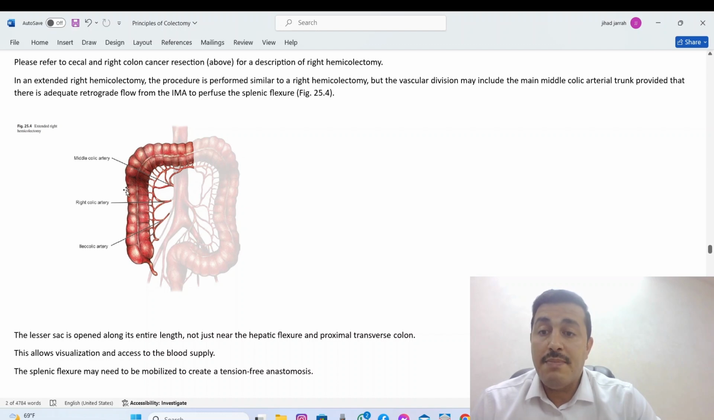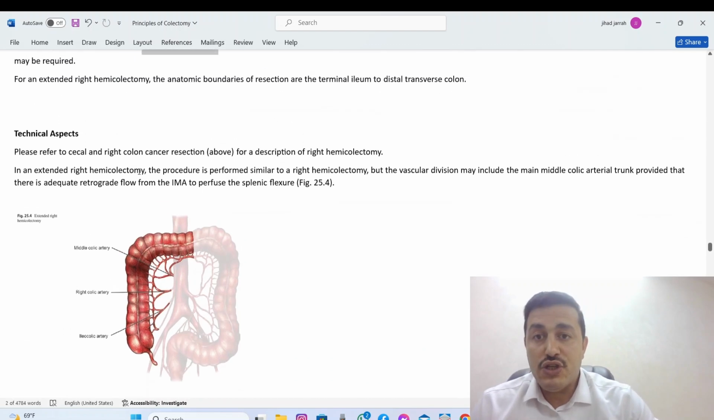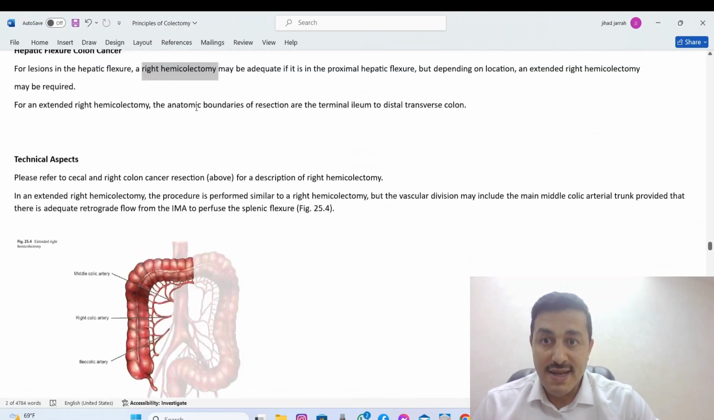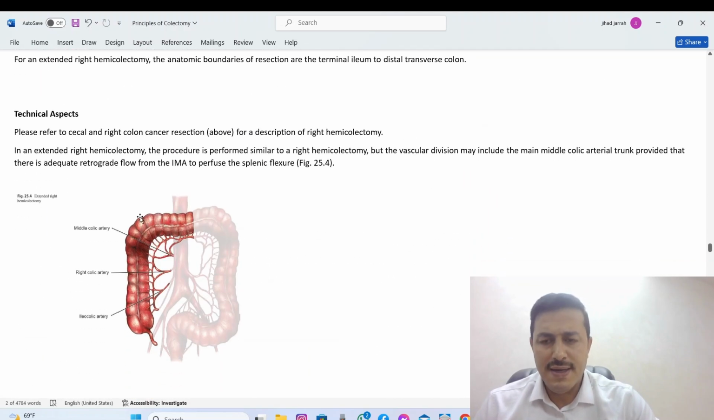So this is the main difference between extended and classic right hemicolectomy. In extended right hemicolectomy, we remove the main pedicle of the middle colic artery with its two branches, right and left. One procedure I want to add here is that we have to open the lesser sac and visualize the colon in a hepatic flexure tumor.